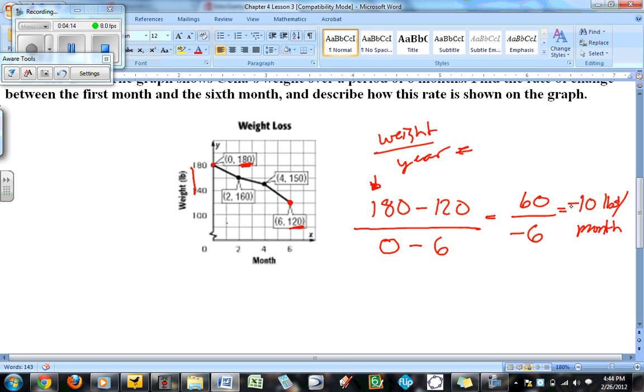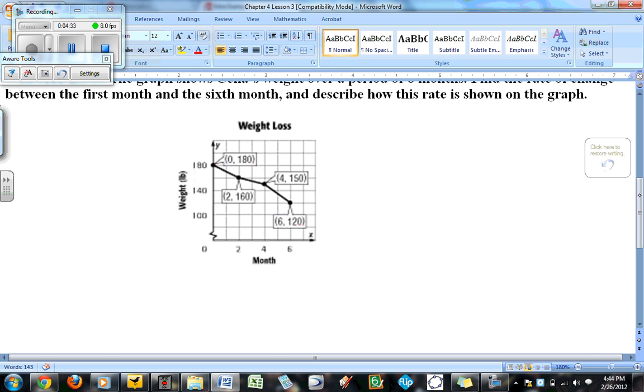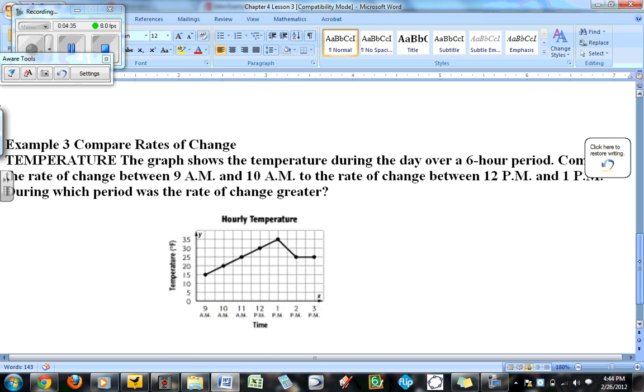If it was plus, that means she'd be gaining weight. So it is important, if we start with this certain one and subtract here, we have to follow that same suit when we subtract the bottom, the 0 and the 6 as well. The reason that made a difference is because it made a negative. It showed us that she was losing weight and she was not gaining weight.